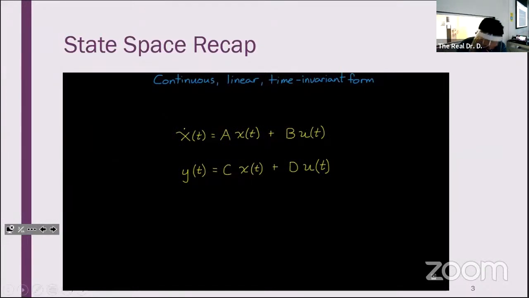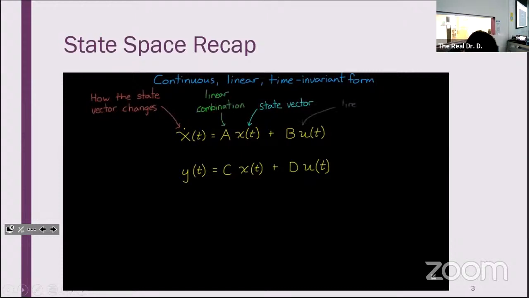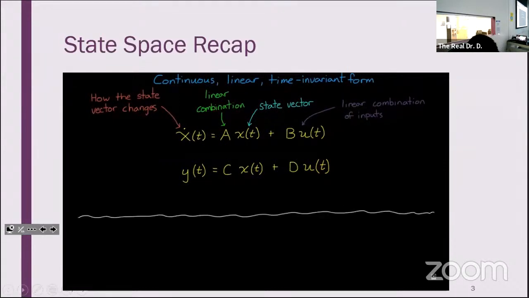State space representation is built around the state vector x. This is a vector of all of the state variables. And how the state vector changes, or the derivative of the state vector, is a linear combination of the current state plus a linear combination of the external inputs. In this way, we're not trying to look at the entire dynamics of the system end to end like we would with a high-order differential equation or a transfer function, but rather focus on the dynamics of each state variable and how those variables relate to each other.